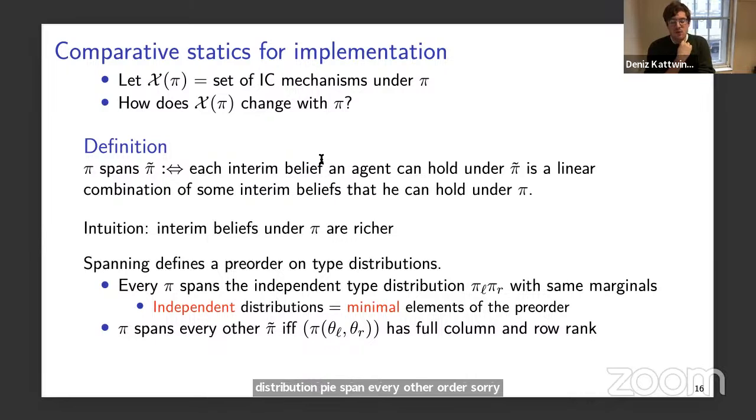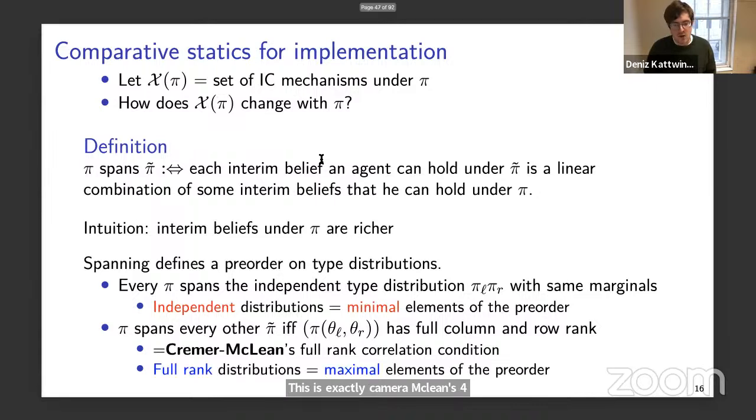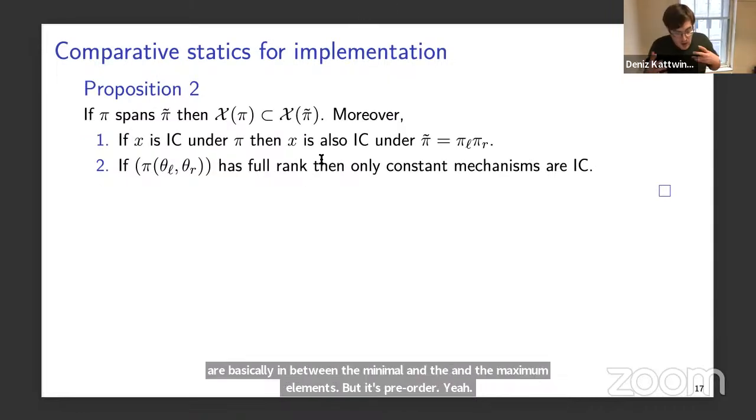Now the other extreme: when does a distribution pi span every other distribution pi tilde? This is the case if and only if pi has full column and row rank. This is a condition we know from the literature: exactly Cremer-McLean's full rank correlation condition. These full rank distributions are also the maximal elements in our preorder. All distributions are in between the minimal and the maximal elements, but it's a preorder, a partial order. So how does this help us?